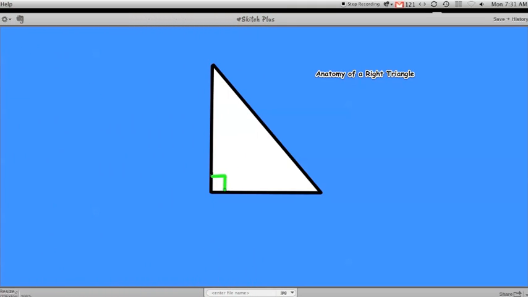Now, a right triangle is defined by having a 90-degree angle. And I always like to mark that 90-degree angle, and I try my best to make a nice little square there. And that helps me to recognize the other parts of my triangle. The parts where this 90-degree angle that I've marked right here is touching, those are called the legs of the triangle.